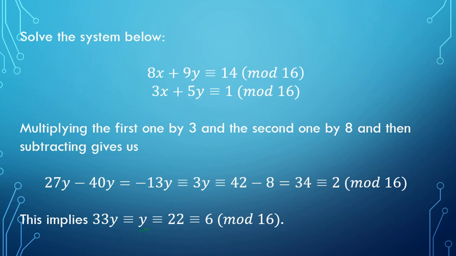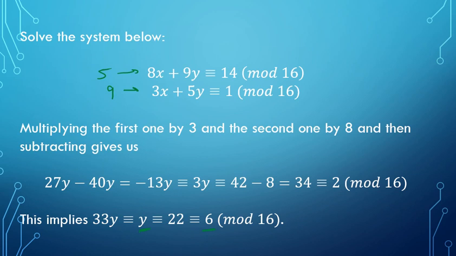So that's one of my values which I am looking for. I'm now going to go back to the given system. I now need to clear out my y's and solve for x's. So to do that, I'm going to multiply the first one here by 5, and then I'm going to multiply the second guy here by 9.